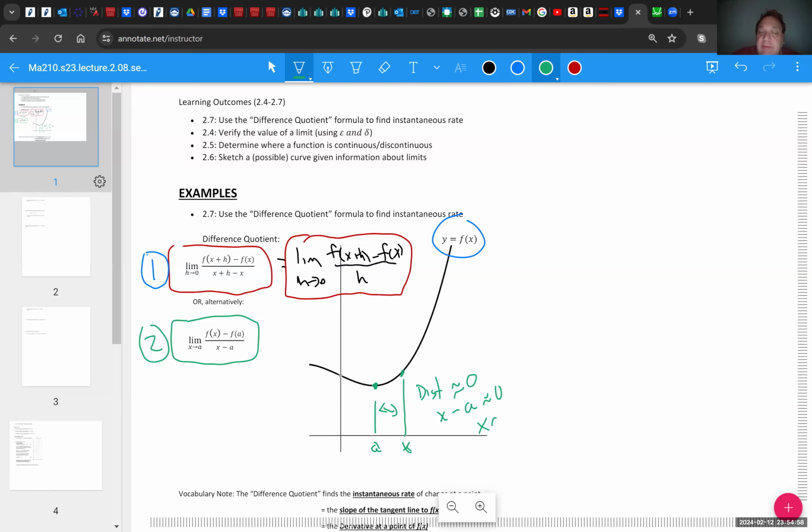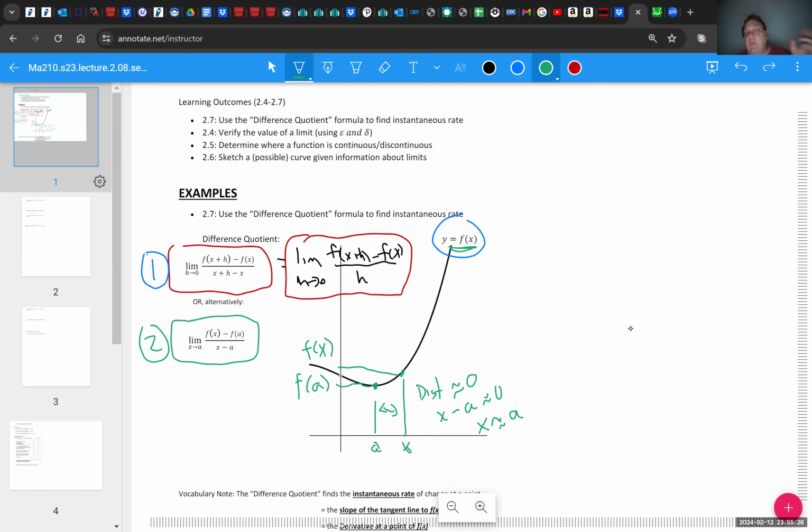Algebraically, this is equivalent to x being the same as a, or infinitesimally close to the value of a. And then once again, we can just read off the y values with our generic f of x function. So plugging in a gives me f of a. Plugging in x gives me f of x. Then I do y2 minus y1, that's the top of the fraction. And I do x2 minus x1, that's the bottom of the fraction there.